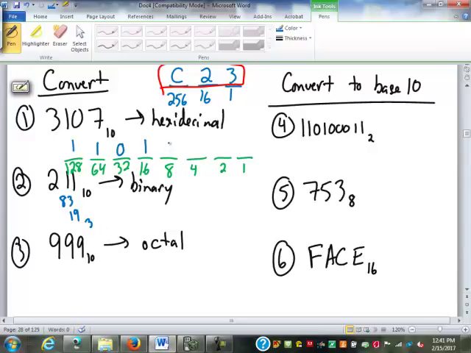Can we get an 8? Nope. 4? Nope. A 2? Yep. Subtracting a 2 leaves us with a 1. So yes, there's a 1. So 1101011 is what that is in binary.